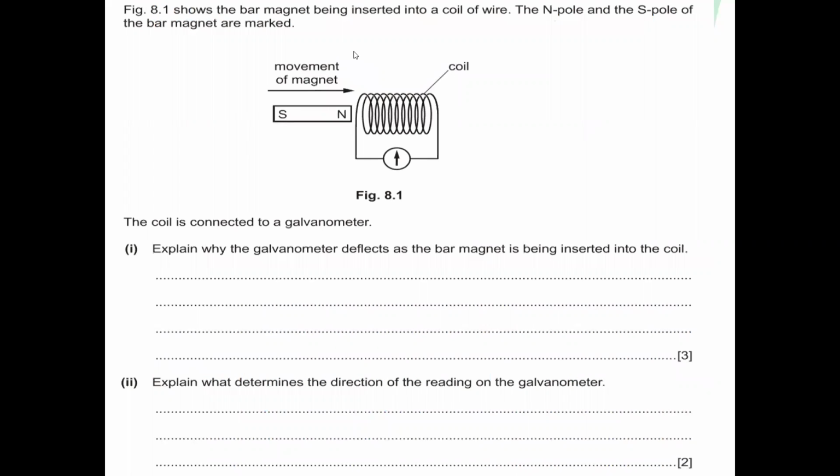Figure 8.1 shows a bar magnet inserted into a coil. A north and a south pole of a bar magnet are marked. Can you identify the pole which is produced on this side? What pole will be there for a solenoid? Yes, that's right. North will be on the left, because the magnetic field strength is increasing, so it will try to oppose. So north is on the left and south is on the right. That's right.